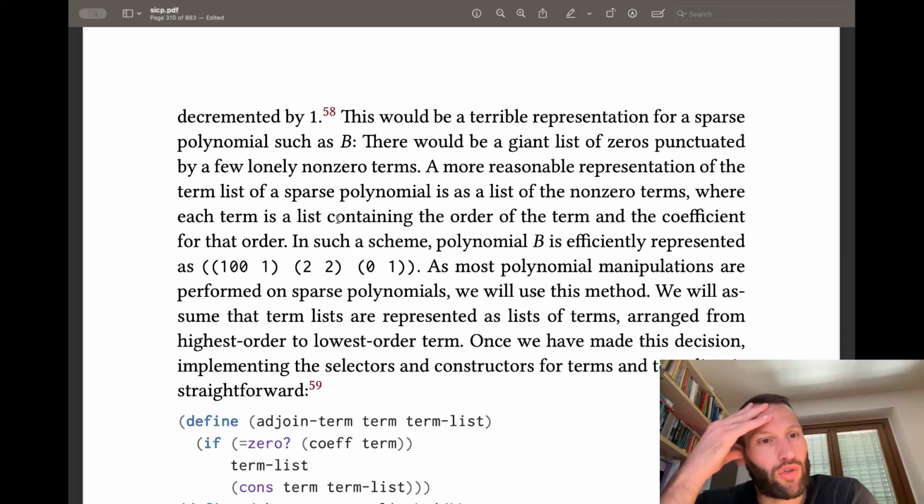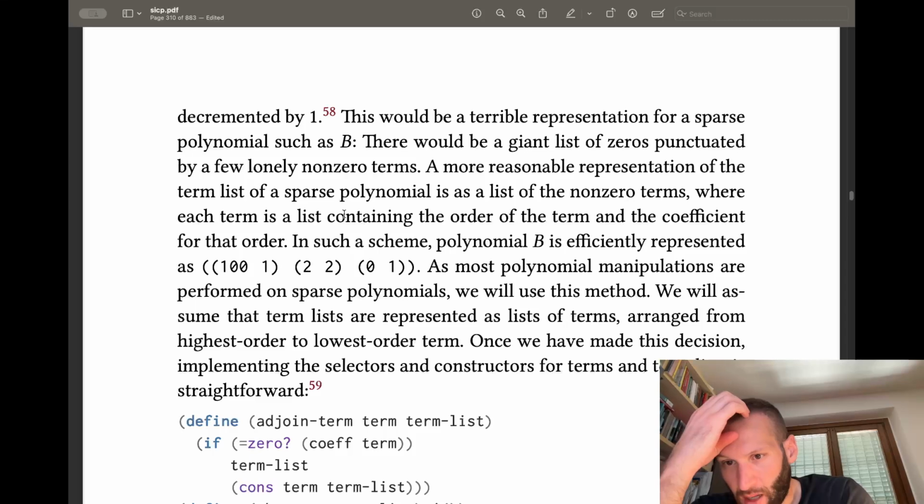A more reasonable representation of the term list of a sparse polynomial is as a list of the non-zero terms, where each term is a list containing the order of the term and the coefficient for that order. In such a scheme, polynomial B is efficiently represented as (100 1), (2 2), (0 1). As most polynomial manipulations are performed on sparse polynomials, we will use this method. We will assume that term lists are represented as lists of terms arranged from highest order to lowest order term. Once we have made this decision, implementing the selectors and constructors for terms and term lists is straightforward.